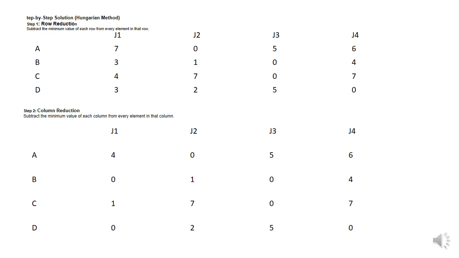Step by step solution of the Hungarian method is: step 1, row reduction. Here we have to reduce the rows, as we have to select the lowest number from each row. Then the second step is column reduction. Then we have to subtract the minimum value of each column from every element in that column.